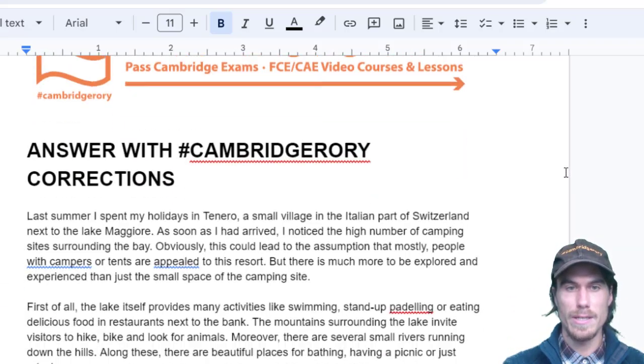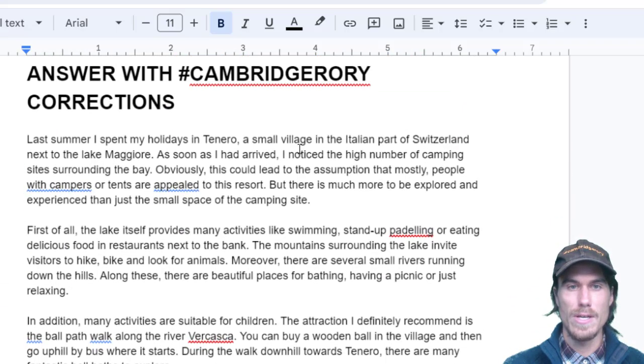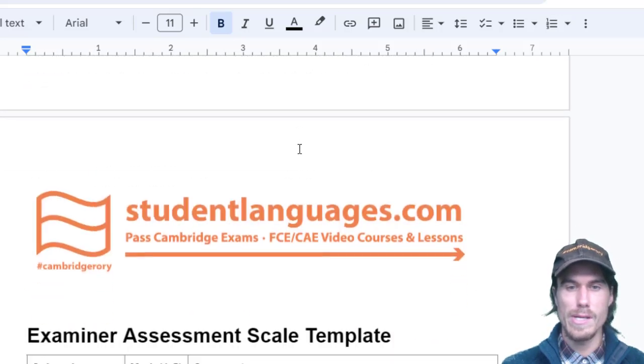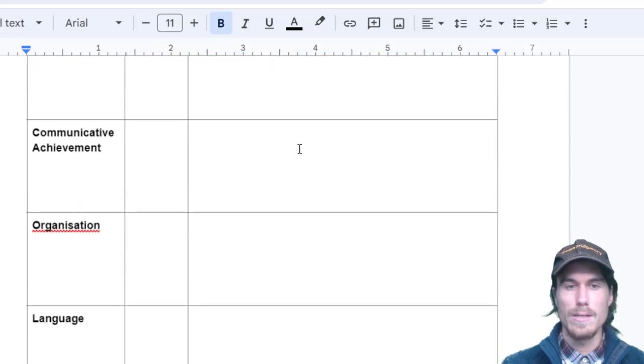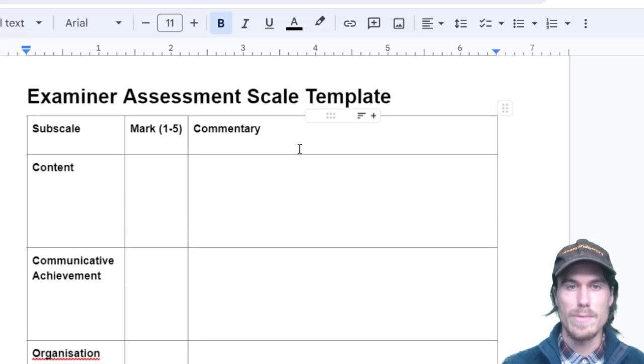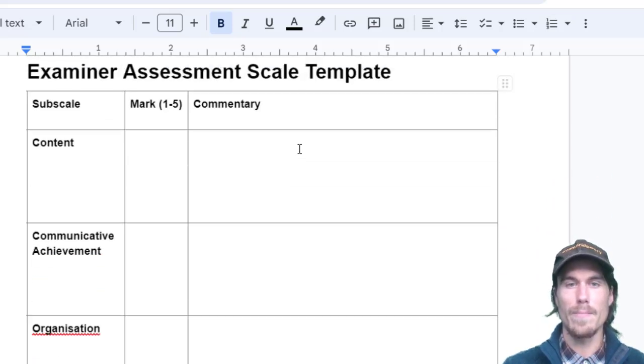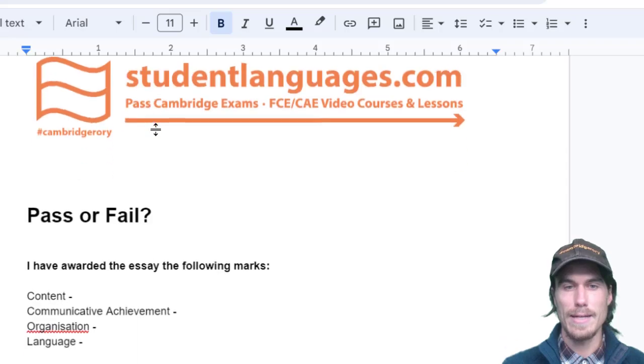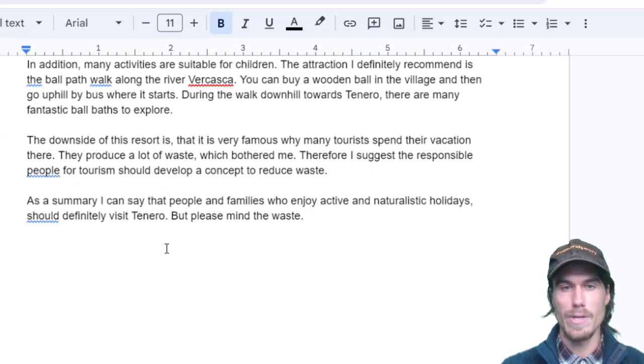The original answer, I'm going to make some corrections as I go through it, and I'm also going to add my comments to the examiner's assessment scale template, giving it a mark from 1 to 5, which I'll finally add up, and we can see whether we think it's a pass or a fail.